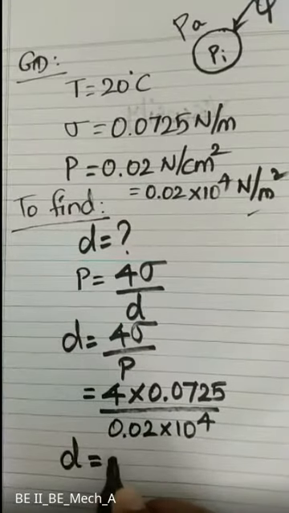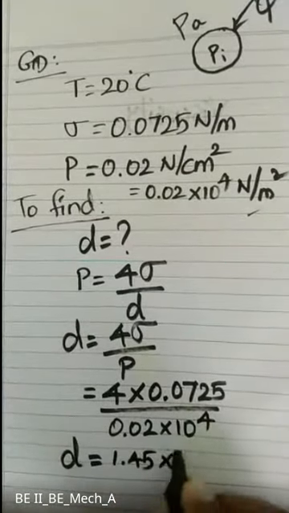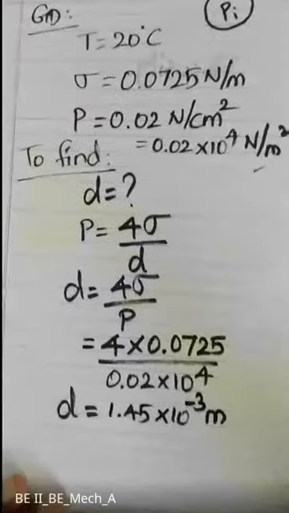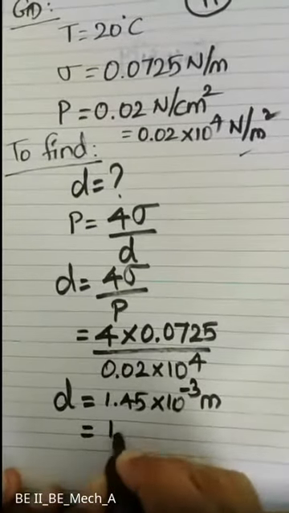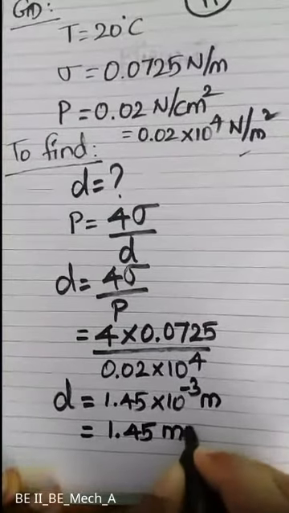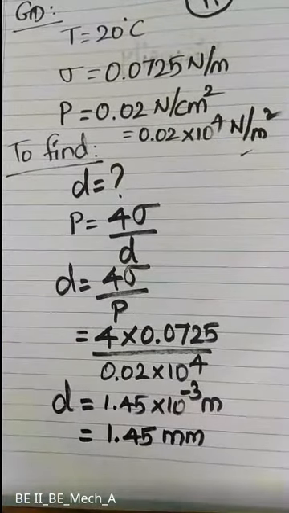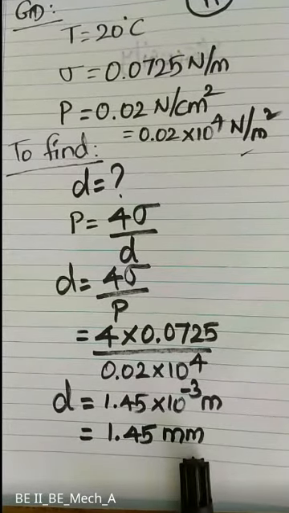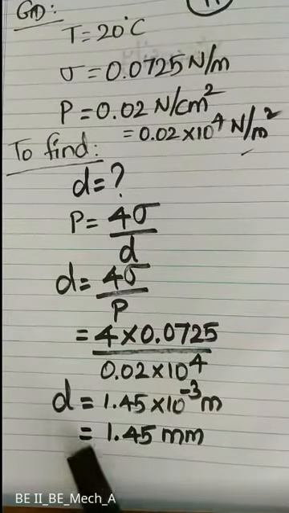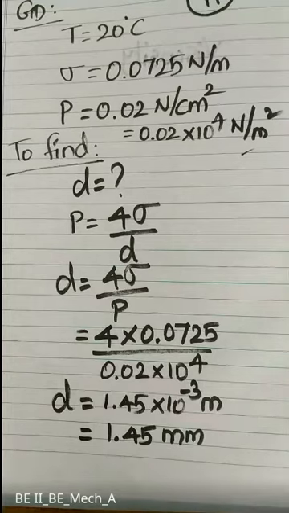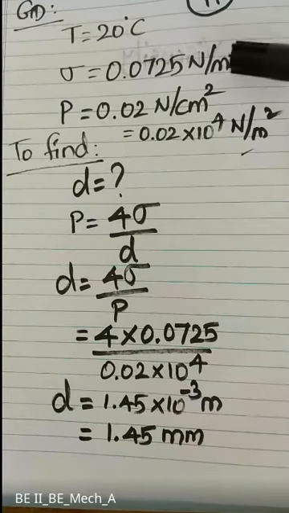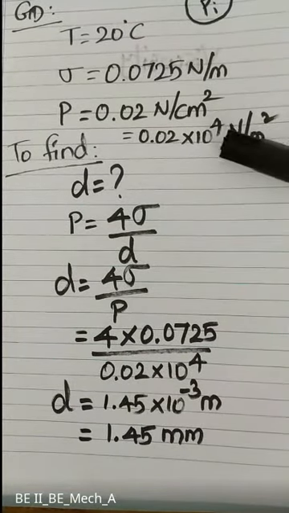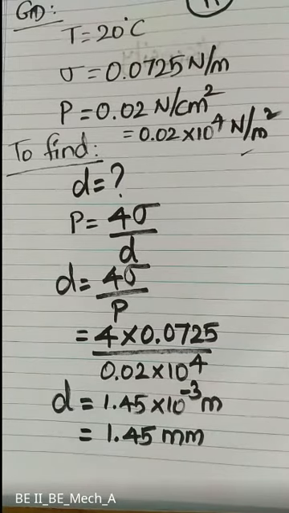So the answer is 1.45 into 10 to the power minus 3 meter, or if you want to convert this into millimeter, it is 1.45 millimeter. So the diameter of this water droplet is 1.45 millimeter. This water droplet is falling to the water surface, with a surface tension of 0.0725 and an inside pressure greater than that of the atmosphere by 0.02 Newton per centimeter square. So this is the problem.